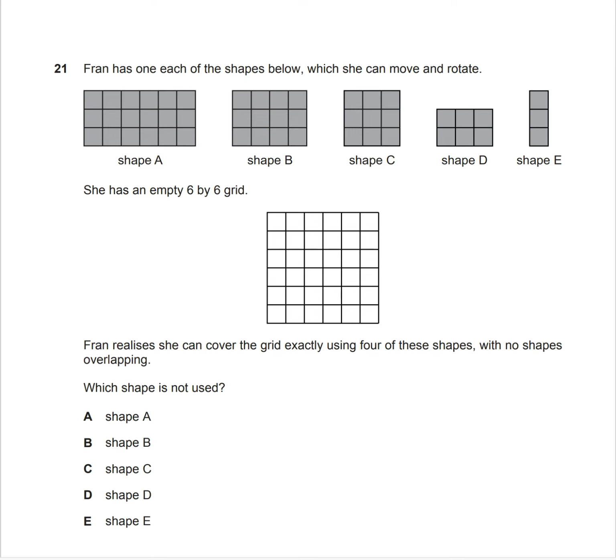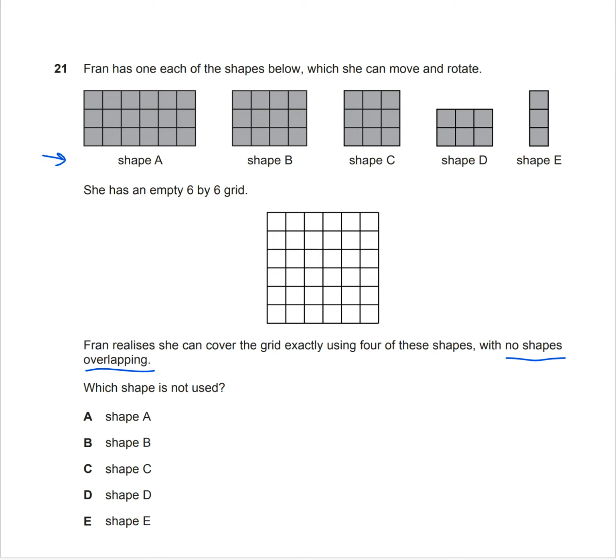Let's start. So 21, Fran has one of each of the shapes below. She can move and rotate. She has an empty 6x6 grid. Fran realizes that she can cover the grid using exactly 4 of these shapes with none of the shapes overlapping. Which shape is not used? Okay, so we only need 4 out of the 5 shapes. And what we're going to do is try and fit them in.